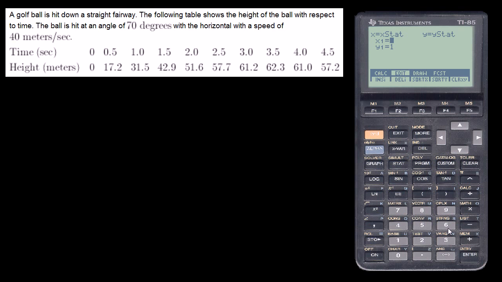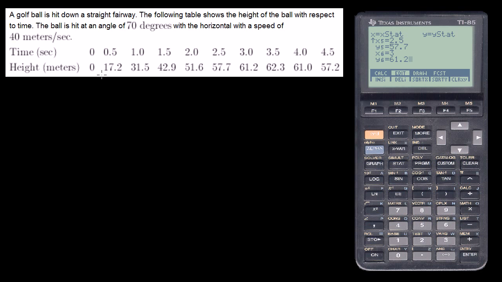And I'll use my keyboard to do this. So the first data point is 0. Enter. The x is 0, y is 0. Press enter again. The next data point, 0.5 and 17.2. I'm just looking at this right here, 0.5 and 17.2. Next data point, we have x is 1.5. When x is 1.5, y is 42.9. When x is 2, y is 51.6. When x is 2.5, y is 57.7. When x is 3, y is 61.2.